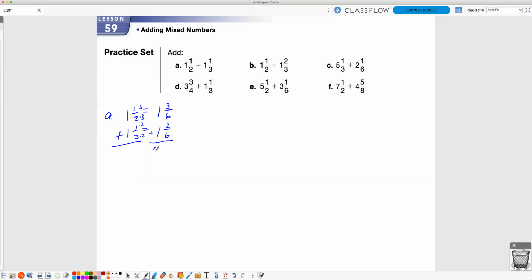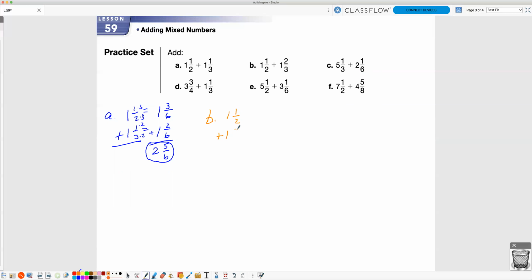I'd end up with 2 whole numbers, plus, in this case, 5 numerator, and the 6 stays the same, so it'd be 2 5/6. Letter B, if you have 1 1/2 plus 1 2/3.